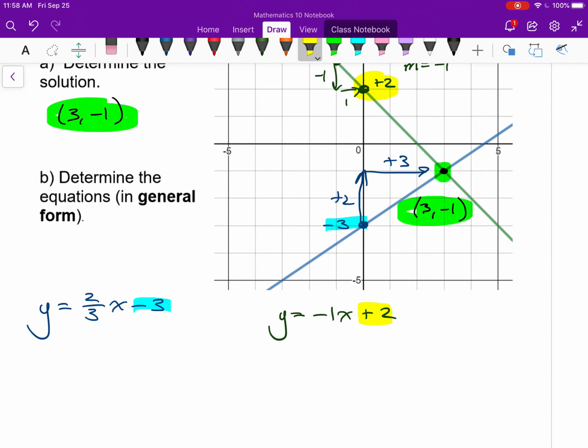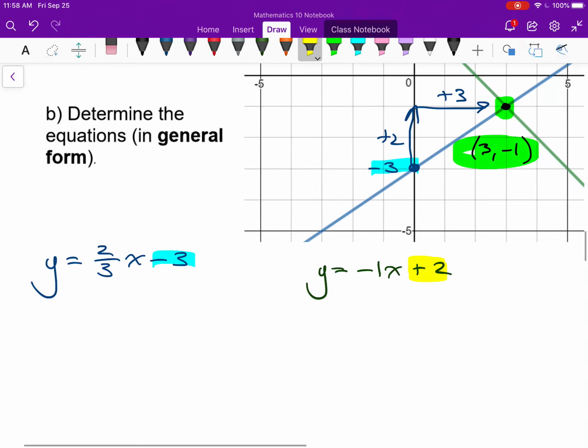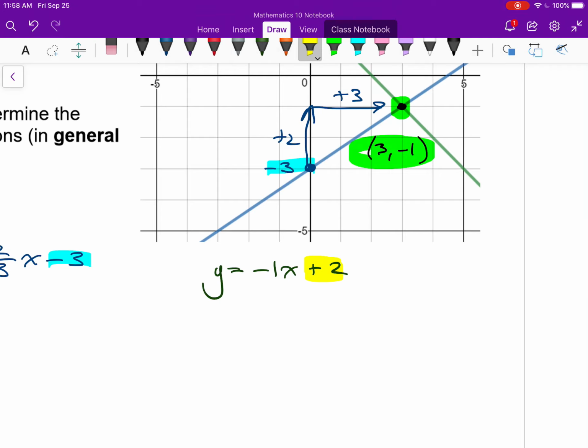The question asks for it in general form. So what does general form look like? We have everything on one side. My x term is positive. There's no fractions. So that's really easy to do for the graph in green. So let me start with that one. If I want to put this in general form, if I just add x to both sides to make it positive and subtract 2 from both sides, I brought everything to one side. So I have x plus y, take away 2 on one side. On the other side, I have nothing.